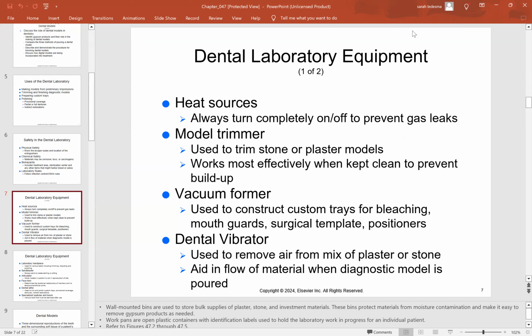The vacuum former is used to construct custom trays for bleaching, mouth guards, surgical templates, and positioners. The dental vibrator is used to remove air from the mix of plaster or stone. This will aid in the flow of material when we're pouring up our diagnostic models.